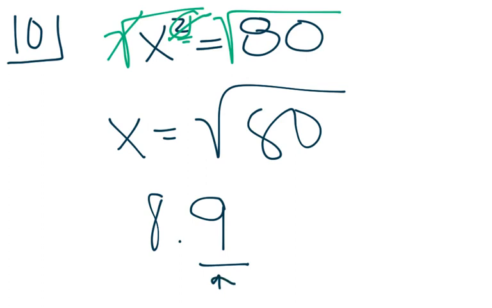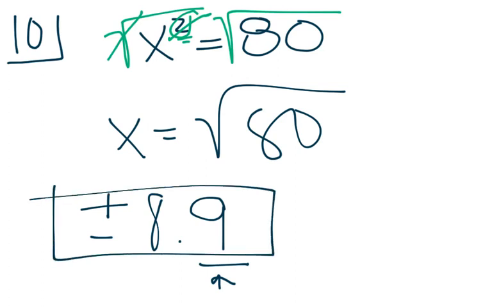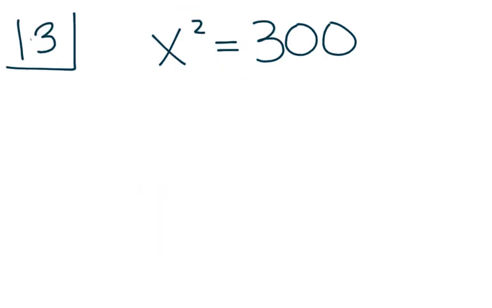And since positives times positives equal positives, and negatives times negatives also equal positives, that means this could either be positive 8.9 or negative 8.9. Okay. Number 13, x squared equals the square root of 300.